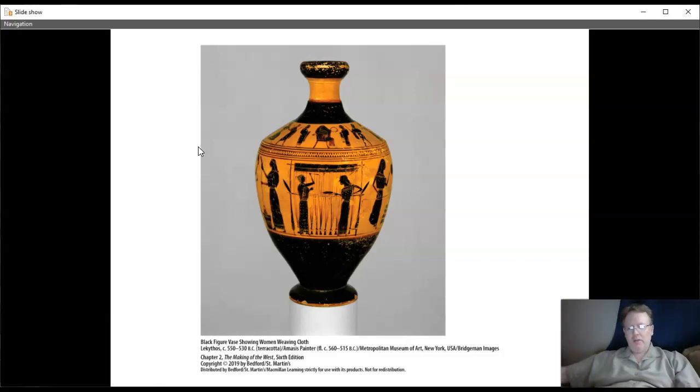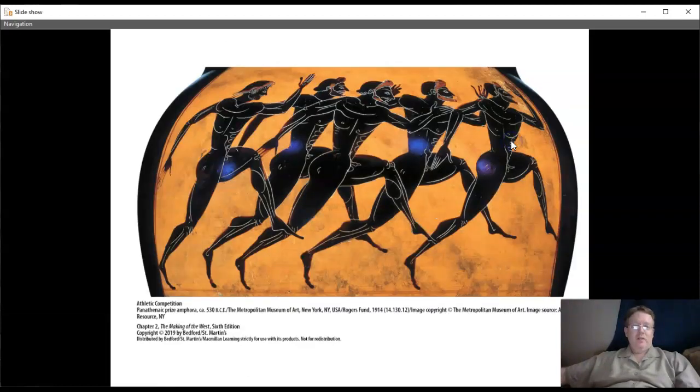Very significant, important. But yeah, a lot of what we know about the Greeks comes from their pottery. These vases are incredible, and they tell us so much about their culture because there was not a lot of writing yet. Here we have another piece of pottery with men, competition. Again, nudity. Nudity was a common thing.